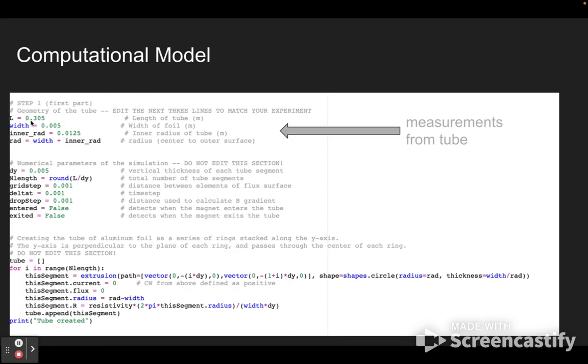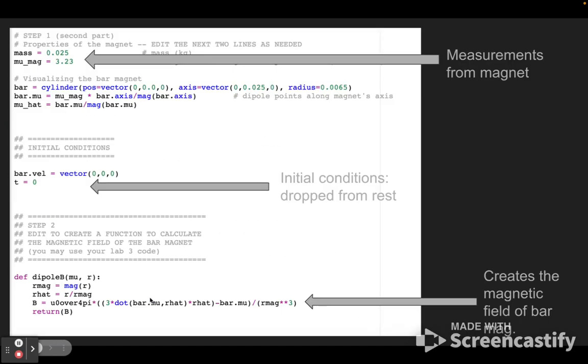So this is the computational model of the situation. These are the measurements on the tube that I just showed you in the last slide. This whole section just sets up the tube. This section sets up the magnet, with the measurements from the magnet that we just showed. These are the initial conditions, since it was dropped from rest at time 0, so that is a velocity of 0, obviously. And then this creates the magnetic field of the bar magnet here.